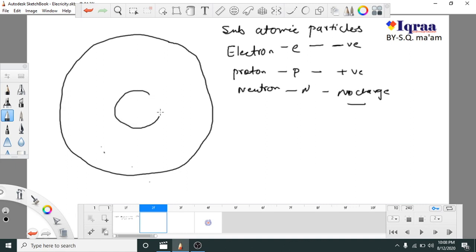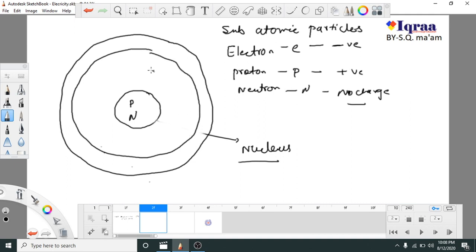Protons and neutrons stay at the center of the atom, and it is known as the nucleus. There are many orbits or shells present in an atom, known as K, L, M. There are actually 7 shells: K, L, M, N, O, P, Q. You studied only 3 shells in your previous classes, so we are writing about 3 shells, K, L, M. M is the outermost shell.